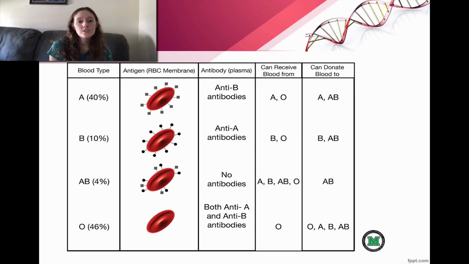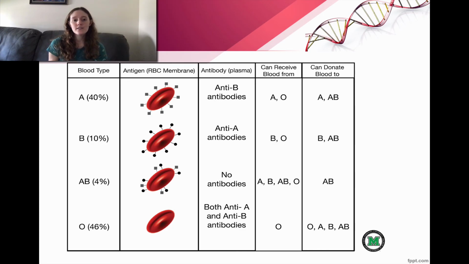So here, this is just a chart showing you kind of the mix-up of our population. Roughly 40% of people are going to be A, 10% is going to be B, AB is 4% and O is 46%. It's actually pretty popular, which is kind of crazy considering that it is the recessive form.